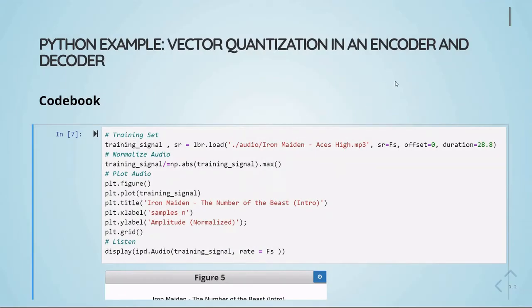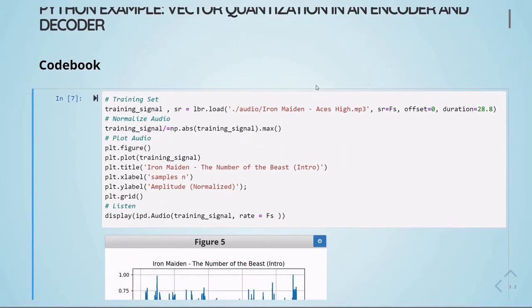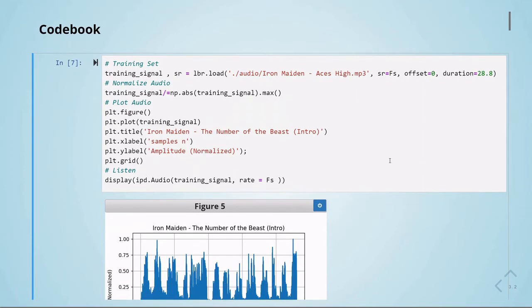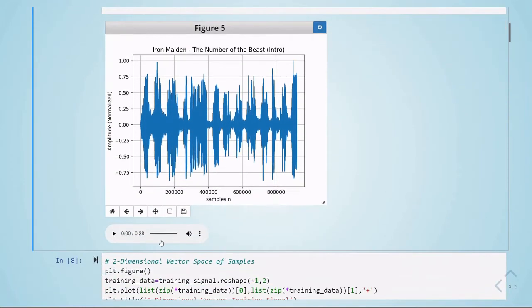So let's take a look at the Python example for vector quantization in an encoder and a decoder, a complete example. First, I'm going to load the Iron Maiden Aces High introduction. There is this very famous speech. Let's listen to it.